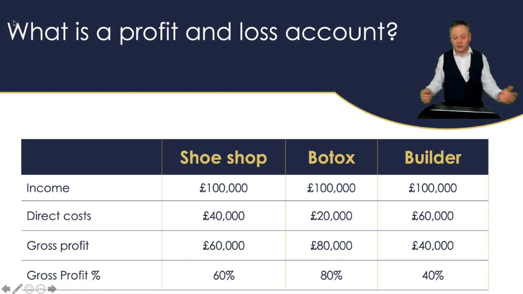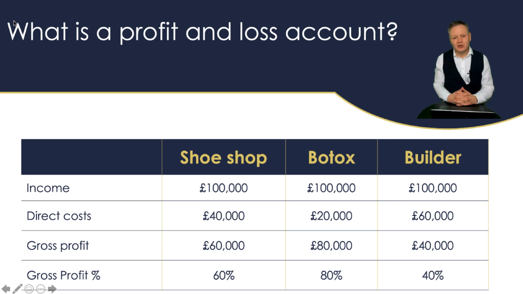Let's go through an example here. So you have a shoe shop, Botox and builder. We have income along the lines of £100,000. I want to make a comparison here. Direct costs: you'll notice that the builder has more direct costs. The reason for that is that essentially that is their main business. Their direct cost is building a house. They will sell a house for £100,000, but it might cost them £60,000 to build that particular house. They make a relatively good gross margin at 40%, but it's not as much as someone who's doing Botox.